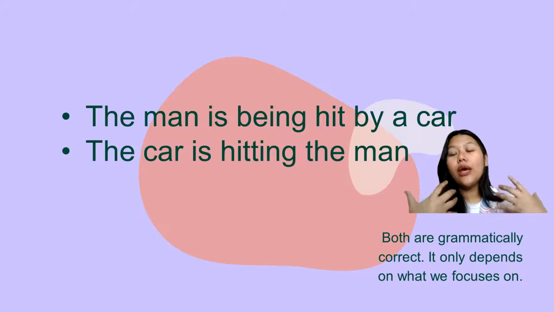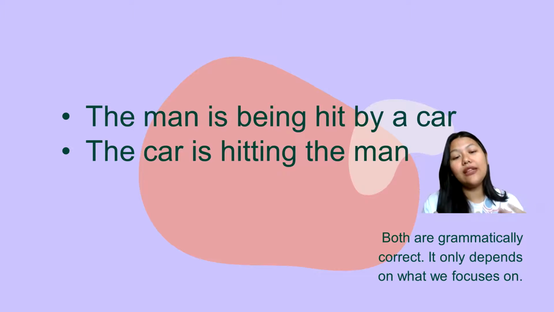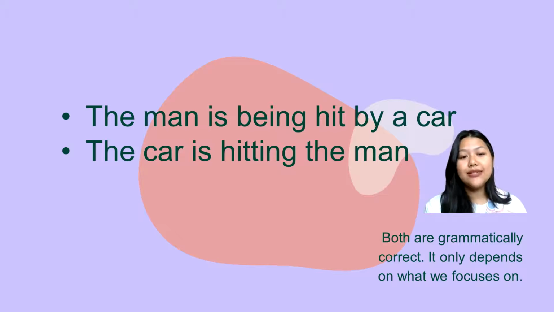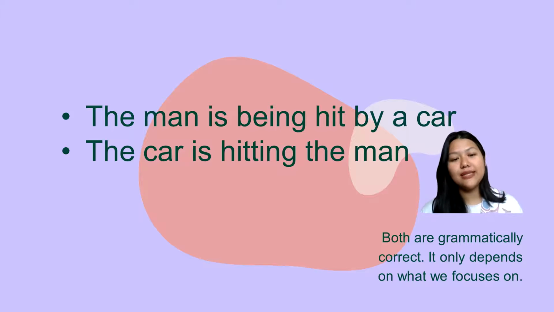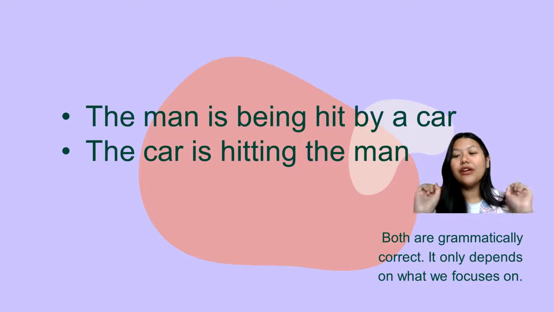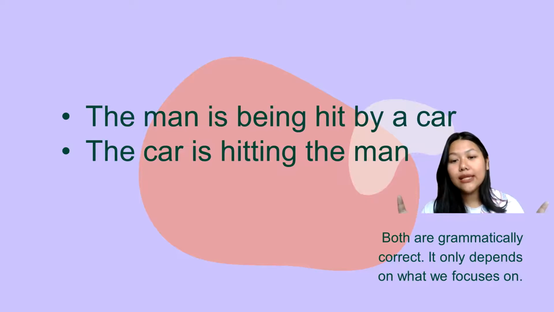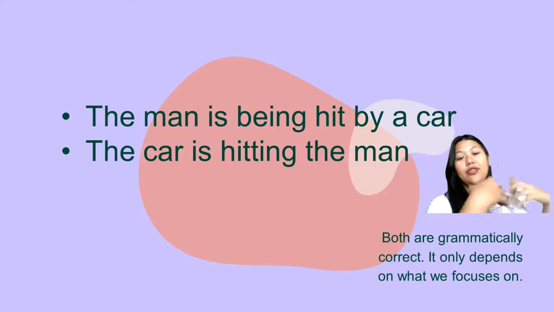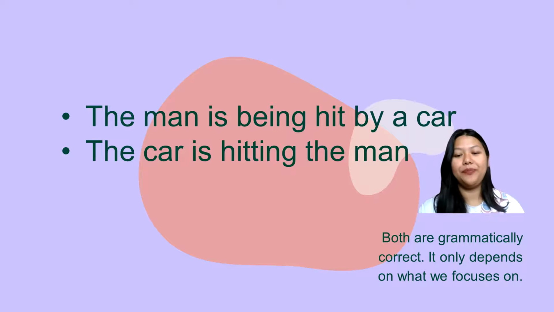But as humans, we tend to focus on the man. So that's why most of us might say the man is being hit by a car. Again, both are grammatically correct. It only depends on what we focus on, either the man or the car.